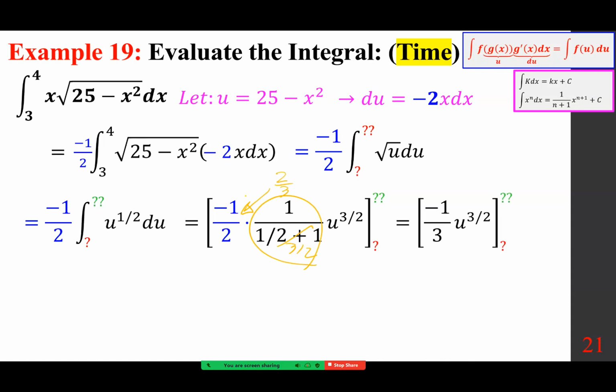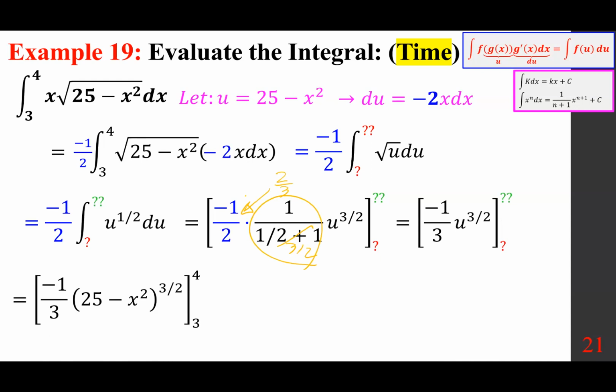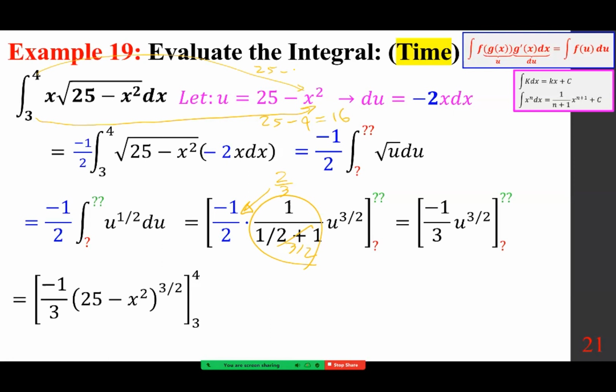And if I want to go back to the original variable, I can, and I go to the original limits 3 and 4. We can do that. Or I can go to the new limits. How? You put the 3 here, you get 25 minus 9, 16 is the lower limit. You put the 4 here, you get 25 minus 16, and the upper limit is 9. And you can stick with those. Now we're going to plug in.